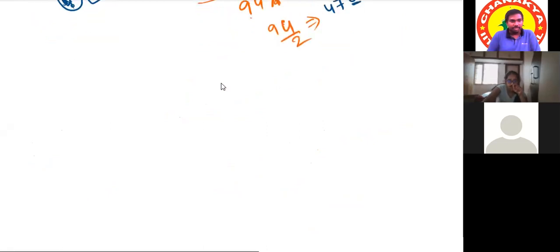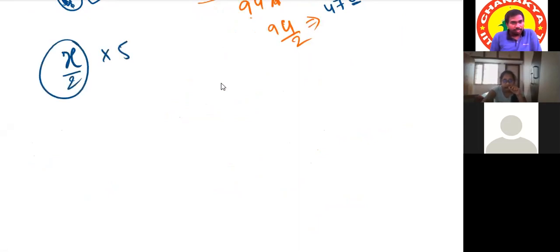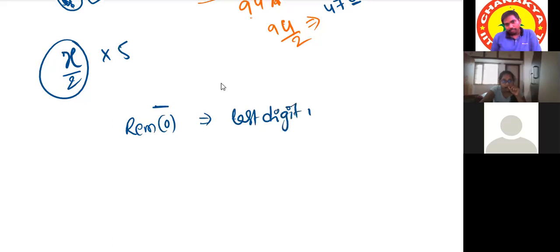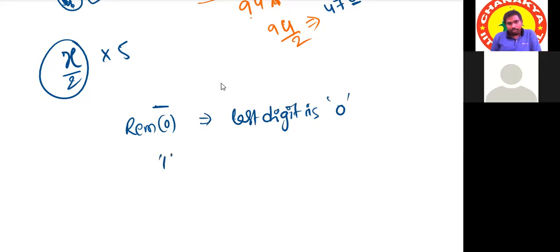See, listen to me carefully. Any number, some x number, instead of multiplying by 5, just divide that number by 2, and based on the remainder, put the last digit. If the remainder is 0, put the last digit 0. If the remainder is 1, put the last digit 5.